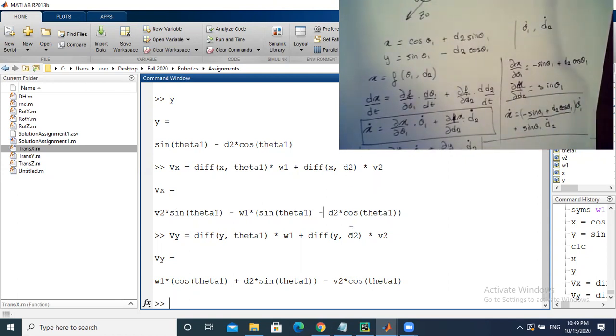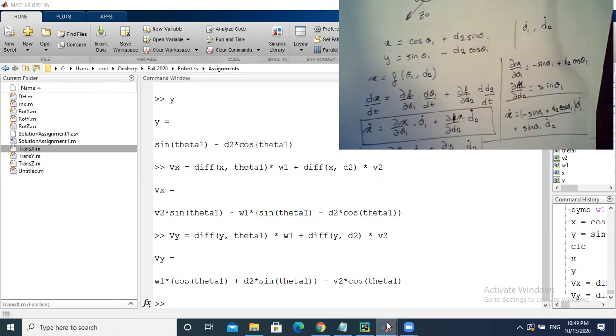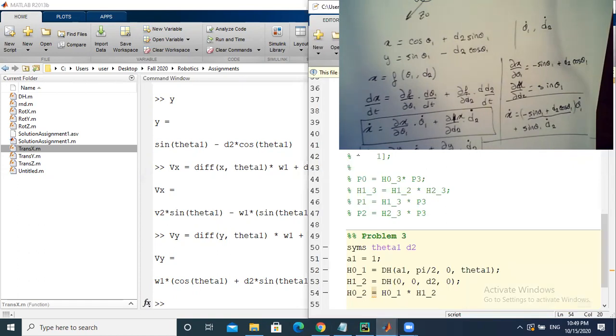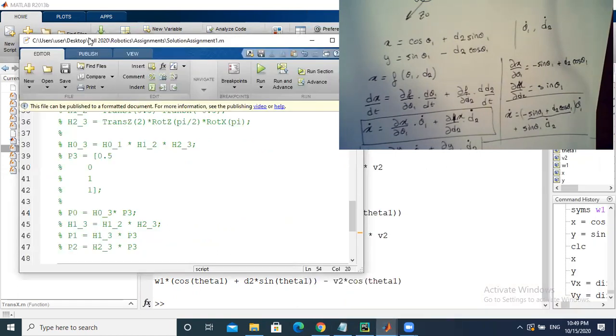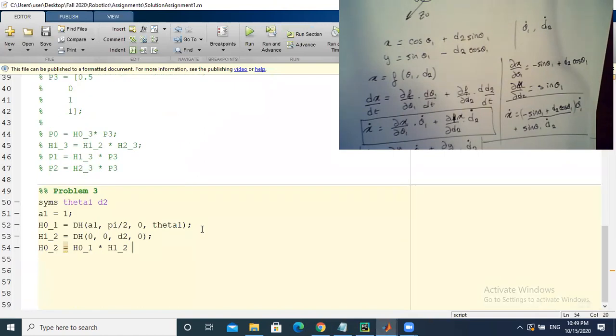Overall, you can see we can really use MATLAB very effectively to handle really complex problems in a very simple manner in robotics. Okay guys, any questions, just email me, let me know, and I'll be very happy to help.